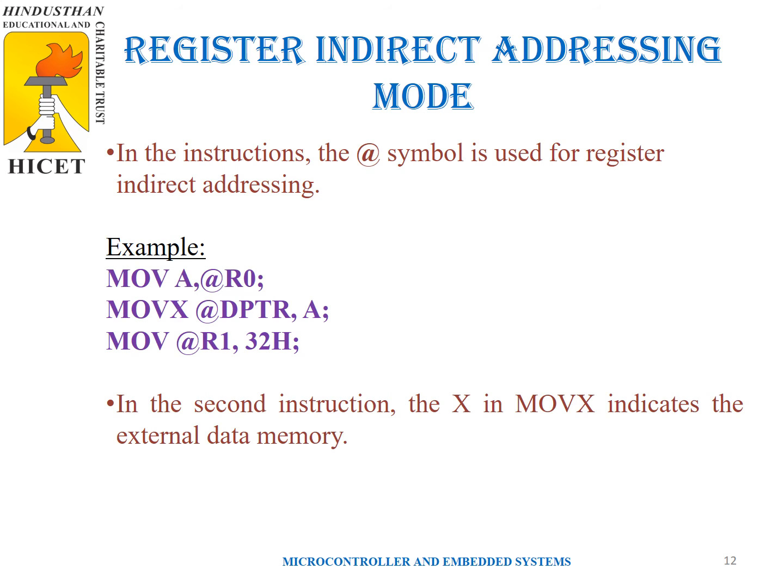In this mode, the at symbol is used for register indirect addressing, whereas in immediate addressing, we saw the hash symbol. Examples: MOV A, @R0; MOVX A, @DPTR; MOV @R1, #32H. For the first instruction, R0 contains data that acts as an address. If any content is available there, it is copied to the accumulator. Here, X indicates it is external data memory.